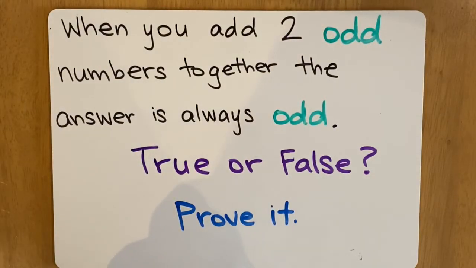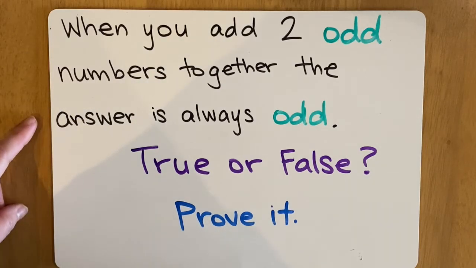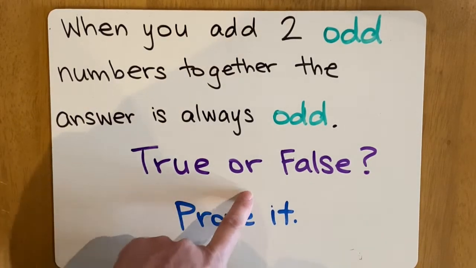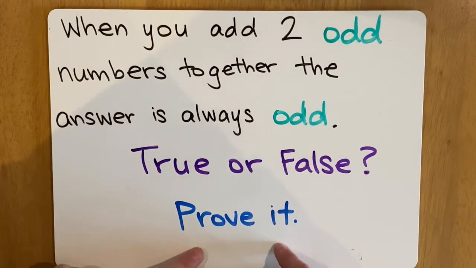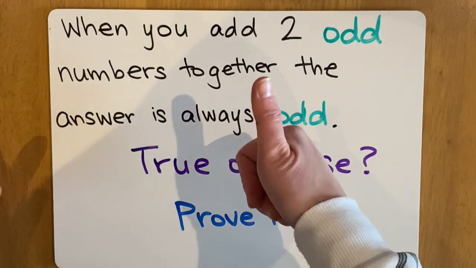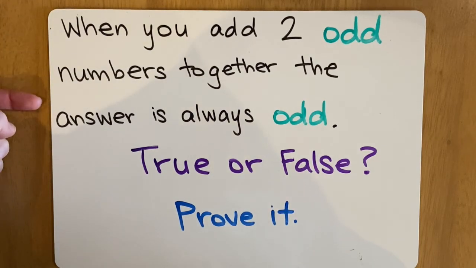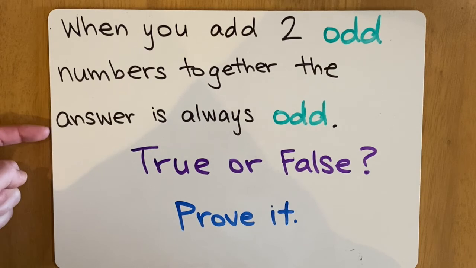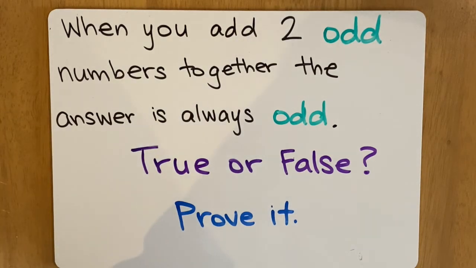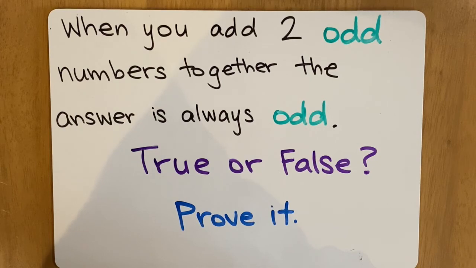This is your challenge question. When you add two odd numbers together, the answer is always odd. True or false? Prove it. So I want you to work out whether or not this question is true or false. When you add two odd numbers together, the answer is always odd. I'm not going to give you too many clues about how to work it out, but I want you to prove to me if this question is true or false. Good luck, guys.